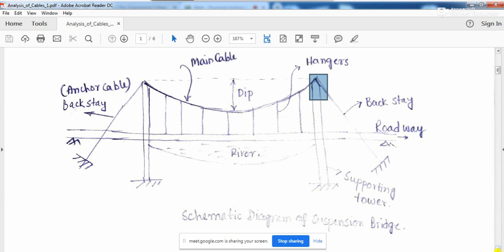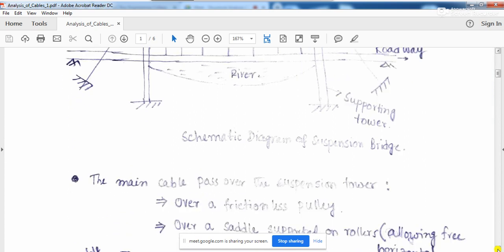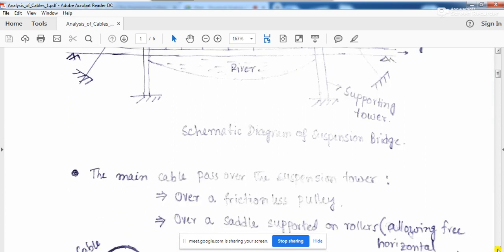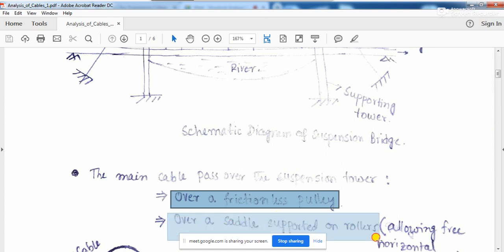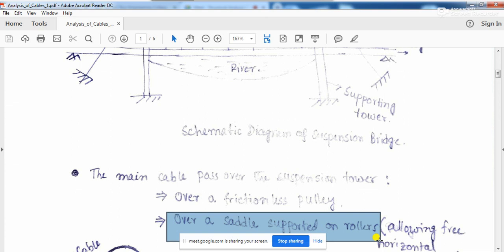Okay, now let us try to understand the mechanism of the support or the suspension tower. So the main cable will pass over the suspension tower either over a frictionless pulley, or it can be over a saddle support on rollers. We'll see what a saddle support on rollers is. But you understand what a frictionless pulley is.